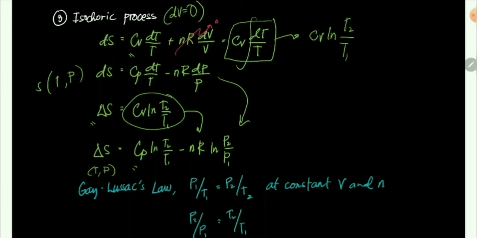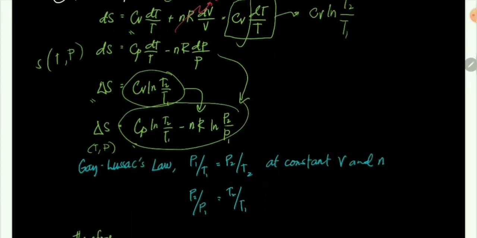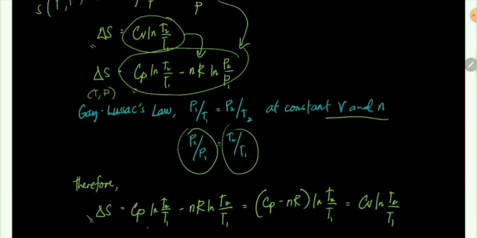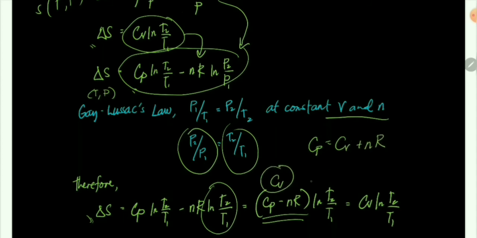So, is this equal to this? So, we will use the Gay-Lussac's law to relate pressure and temperature at constant volume and number of moles. So, based on the Gay-Lussac's law, P2 over P1 is equal to T2 over T1. Therefore, okay, delta S is Cp ln T2 over T1 minus nR ln T2 over T1. So, pwede natin i-separate to get this, Cp minus nR ln T2 over T1. So, based dun sa Cp is equal to Cv plus nR, okay, makukuha natin na ito ay equal lang sa Cv. Okay, which is this. So, Cp minus nR is equal to Cv.